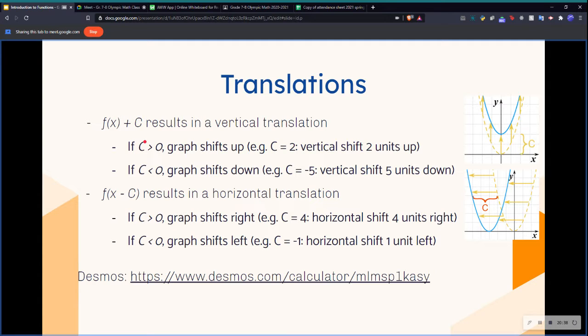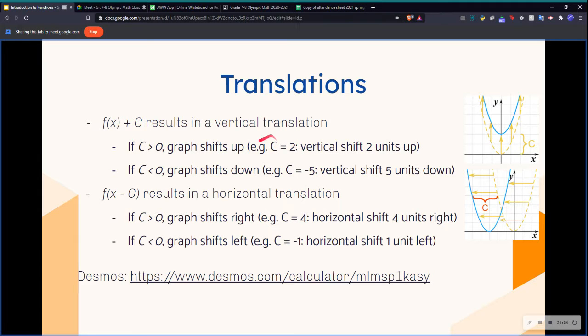And you can think about it too, like you're shifting all the y values up by c, right? You're increasing them by c. So that means the whole graph will shift up by c. So it makes sense. But there are two cases. If c is greater than 0, the graph will shift up. So for example, if you have c equal to 2, you would call it a vertical shift 2 units up.